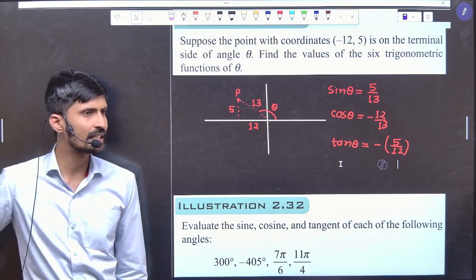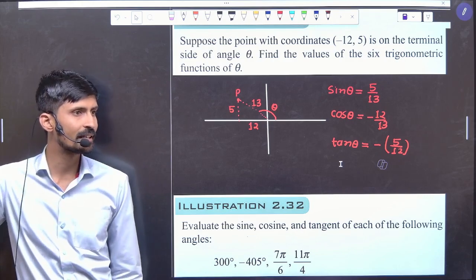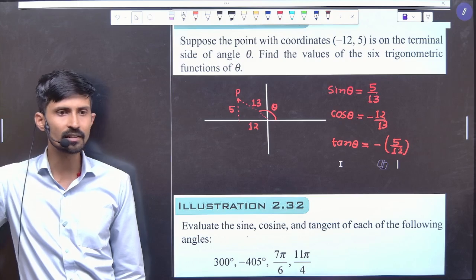Okay, I have told you sine 90 plus theta, cos, sine 180 minus theta. Name change and all part.